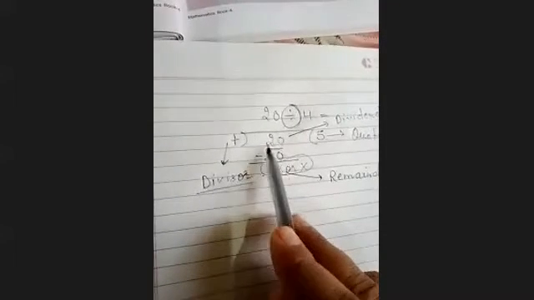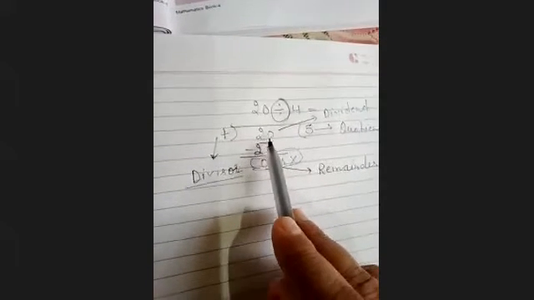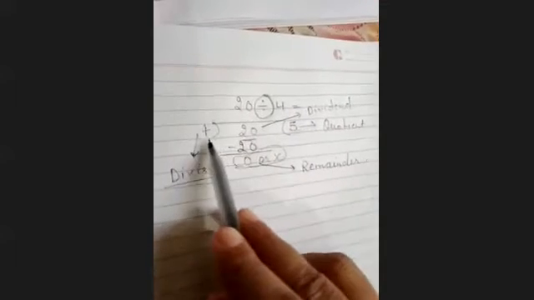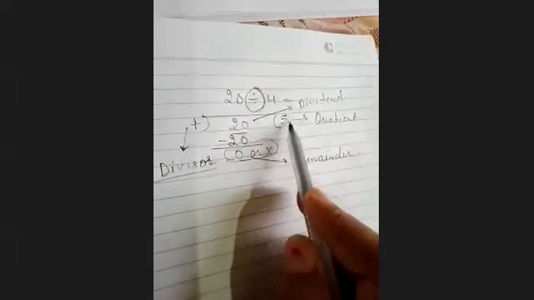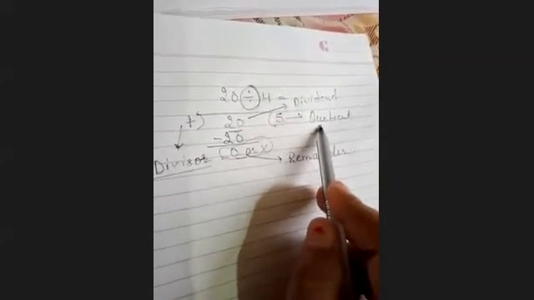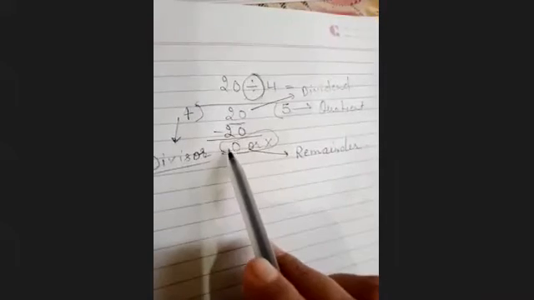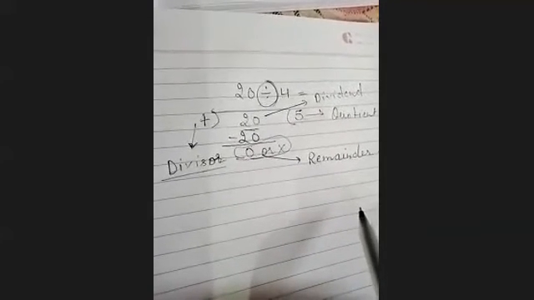The number which is being divided is called dividend. The number by which we are dividing is called divisor. After division, what we get is called quotient. And when some number is subtracted from the dividend, the leftover number is called remainder. Understood? These are the terms used in division. Understood, everyone? Yes, ma'am.